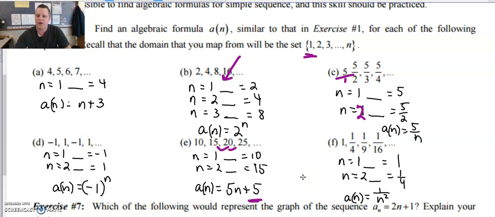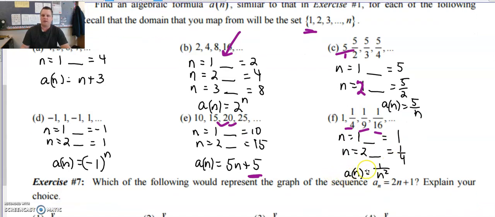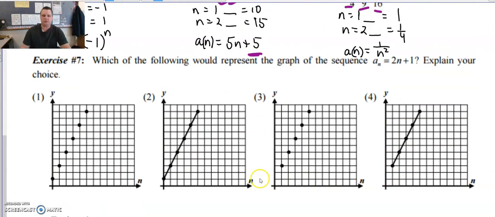Letter F, you have to realize 4, 9, 16 are perfect squares. You got to realize that. Okay, it's got to jump out at you. So 1's all on the top. So there's my rule. an equals 1 over your n squared. Okay, and this is the last one, I think. Yep, this is the last one.